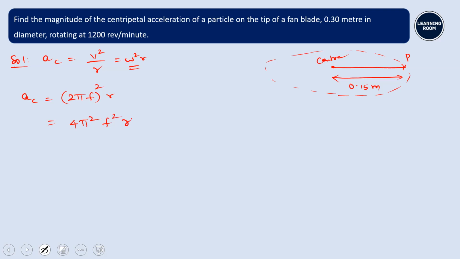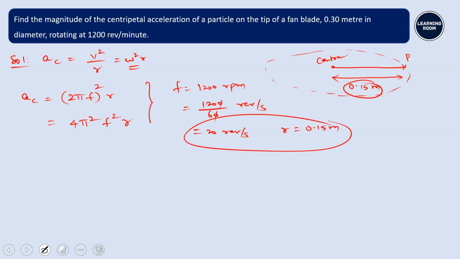Okay, so every piece of data is given to us. Frequency is given as 1200 revolutions per minute, which is 1200 divided by 60 revolutions per second, which gives us 20 revolutions per second. In a similar way, R is equal to 0.15 meter. Take these two values and plug them in.